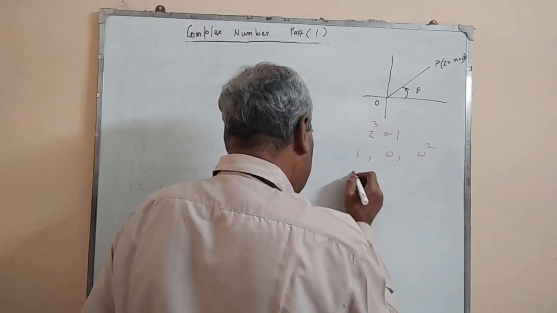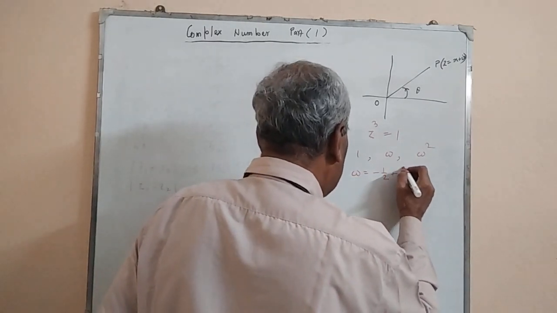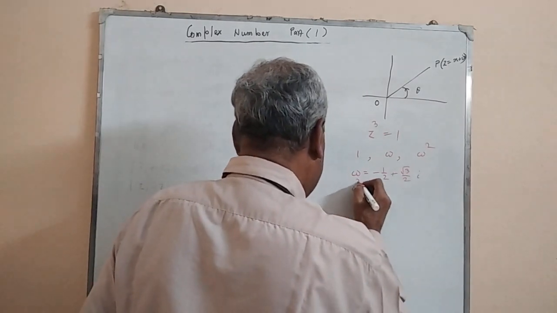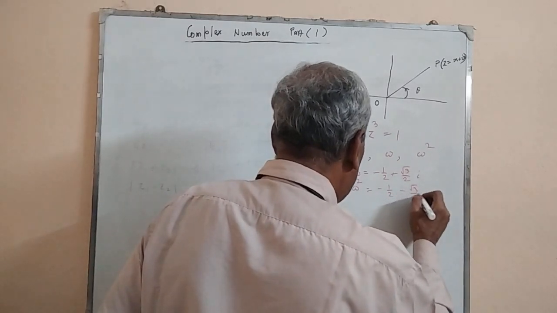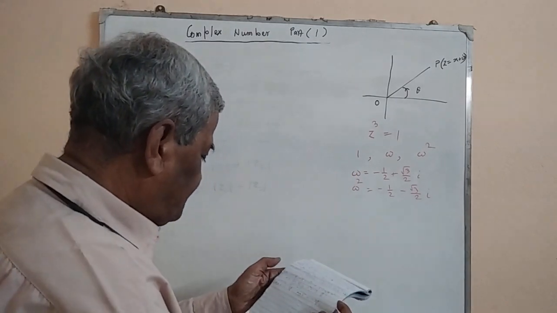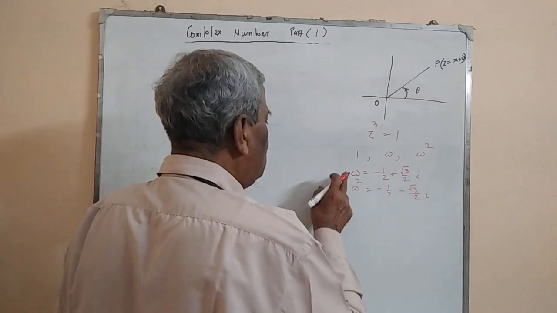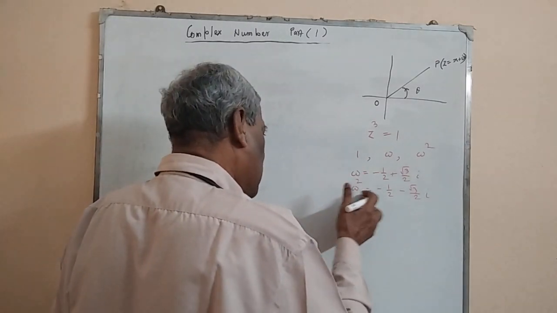The value of omega is actually minus half plus root 3 by 2 i. The value of omega square is equal to minus half minus root 3 by 2 i. Then it is clear that omega square is the conjugate of omega, or reverse, omega is the conjugate of omega square.